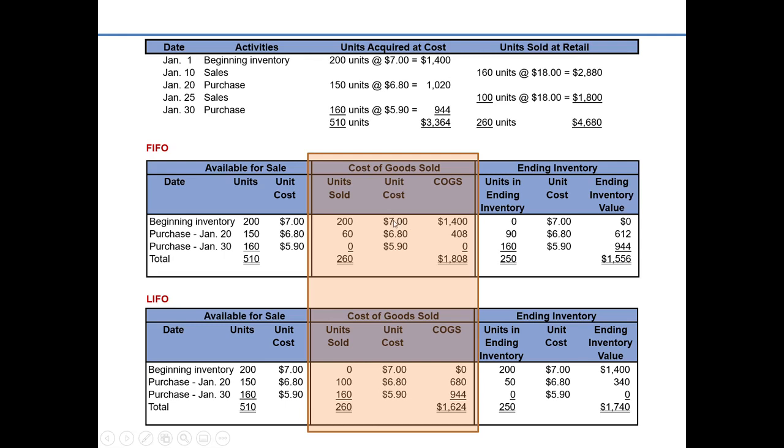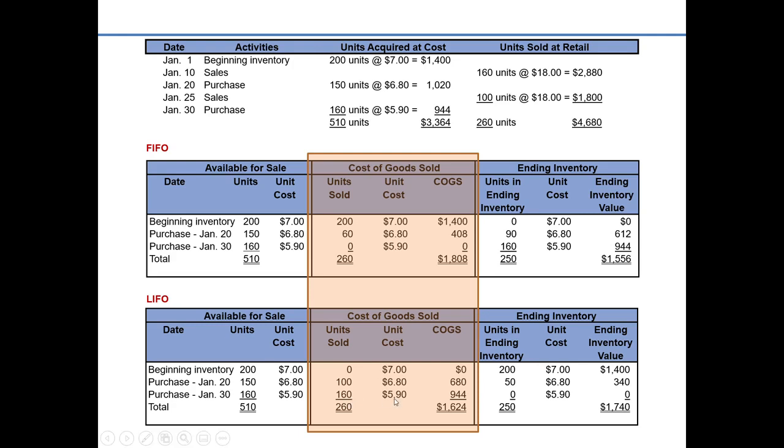The earliest units, those units we bought first, were at the highest prices if costs are falling. So therefore, cost of goods sold is going to be the highest under FIFO. And if cost of goods sold is the highest, gross profit is going to be the lowest. LIFO went the opposite direction. It said, when I go to cost out units, I'm going to start at the end with the most recent purchase on January the 30th.